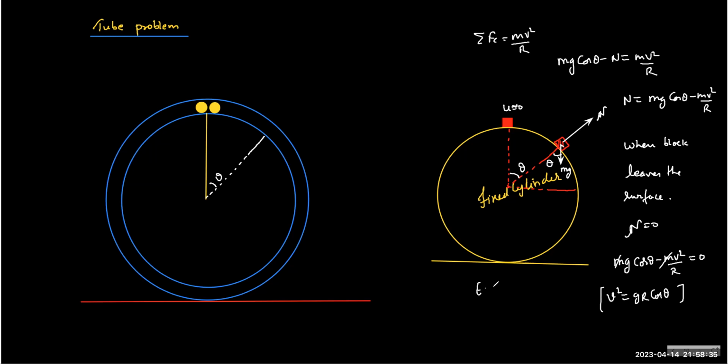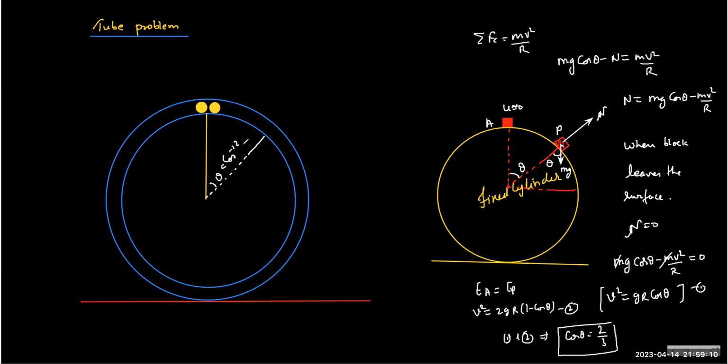So conservation of energy will give you v square is 2g, and you can equate these two with cos theta. It's a similar answer. So what I'm saying is, at cos theta equal to 2/3, you will leave this surface and you will hit the outer surface.